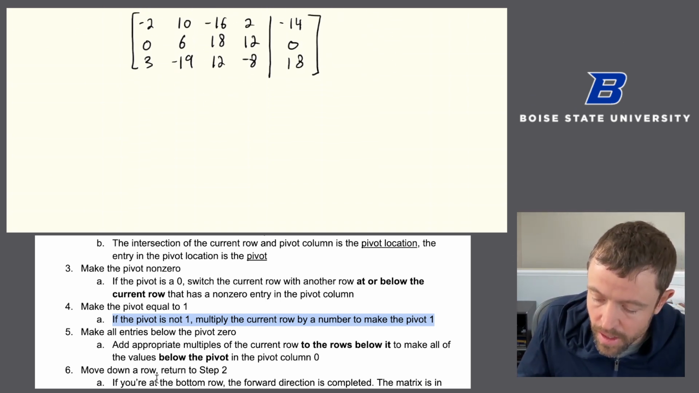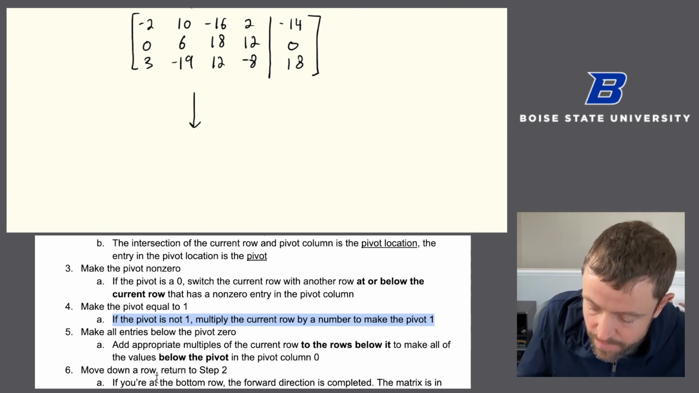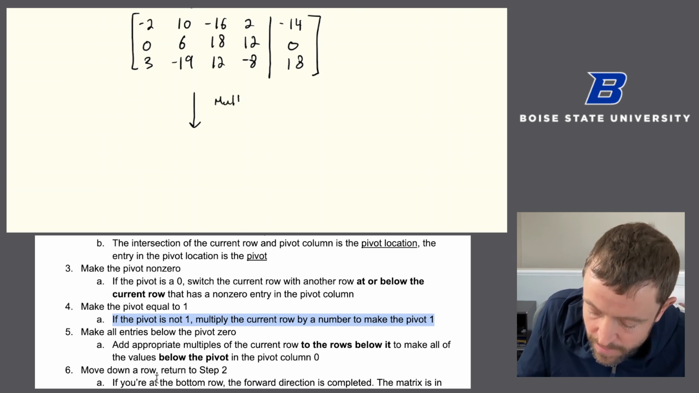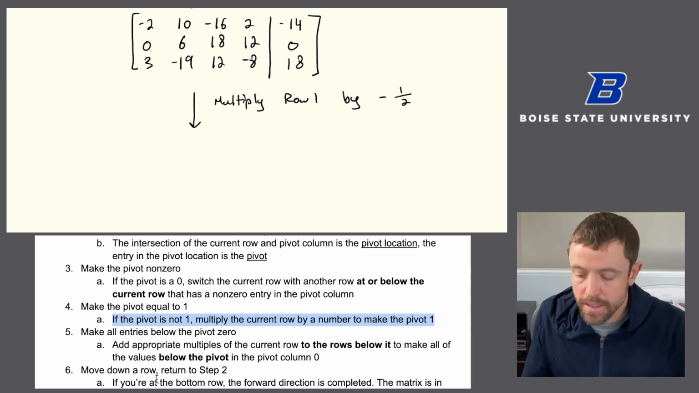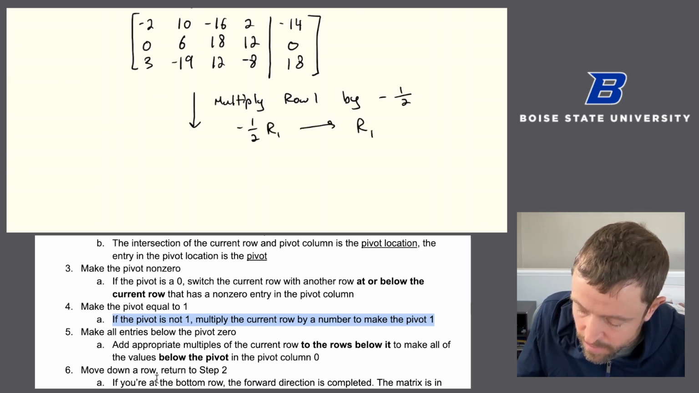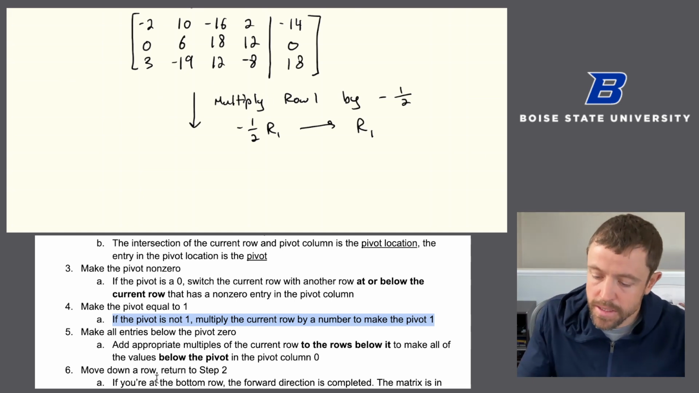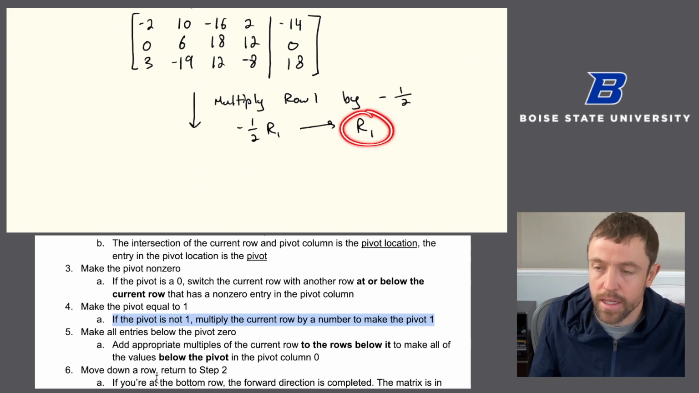And so again, we can hop down here. It doesn't matter what we did previously. All that matters is what we're doing now. So we're going to multiply row 1 by minus 1/2. And the way we'll write this is minus 1/2 R1, arrow R1. So this is saying we're going to take negative 1/2 row 1 and put it in place of row 1.